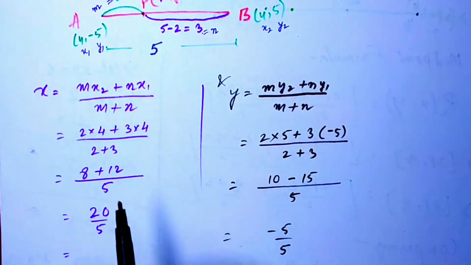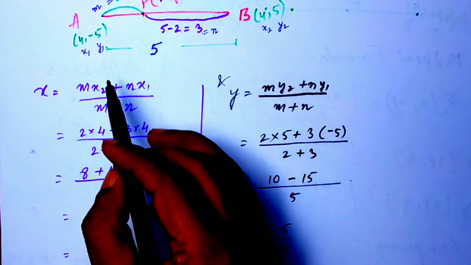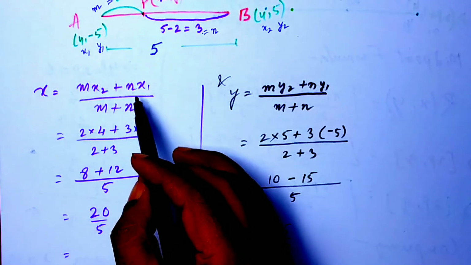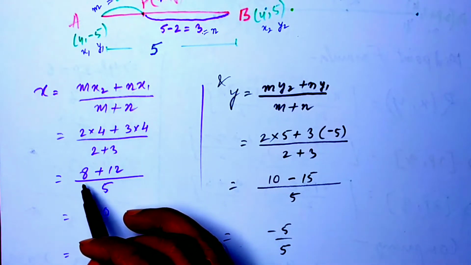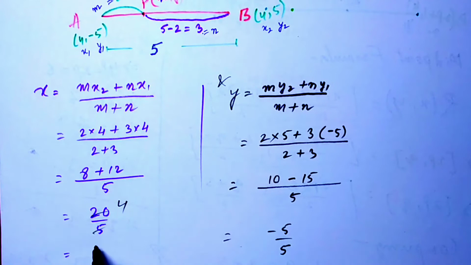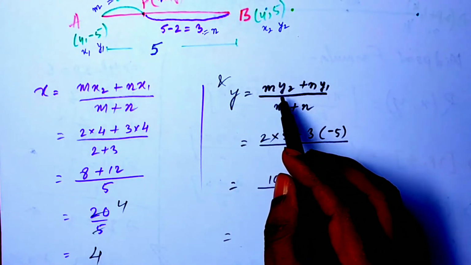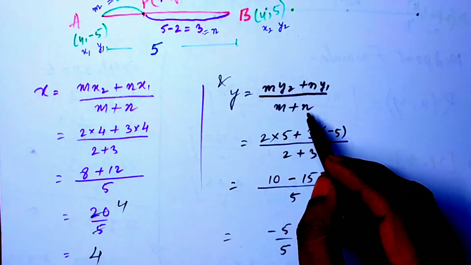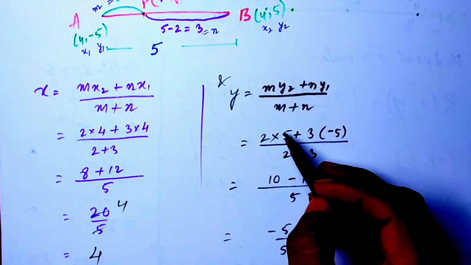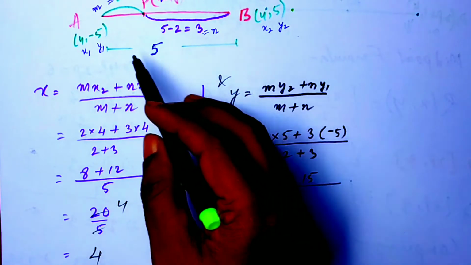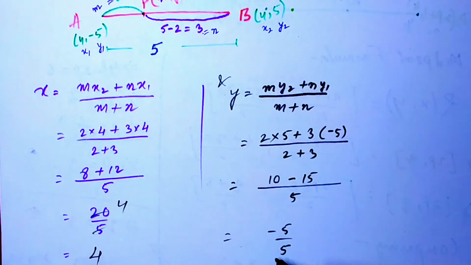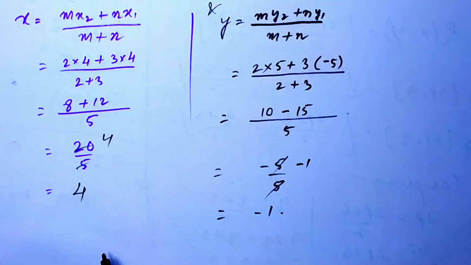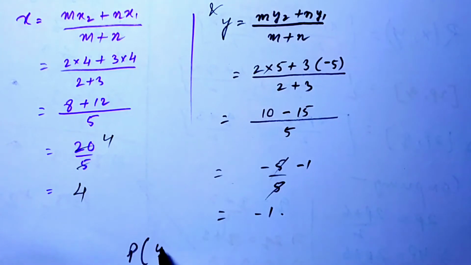So by section formula, x equal to (m x2 + n x1) divided by (m + n). We have m equal to 2, x2 is our 4, so n is equal to 3, x1 is our 4. So 2 4s are 8, 3 4s are 12, so this is 20, so 20 divided by 5 is 4 here. And y equal to (m y2 + n y1) divided by (m + n), so m is 2, y2 is our 5, n is 3, y1 is our -5. So 2 5s are 10, plus 3 into -5 is -15, so -5 divided by 5 is -1. Thus the required point is our (4, -1).